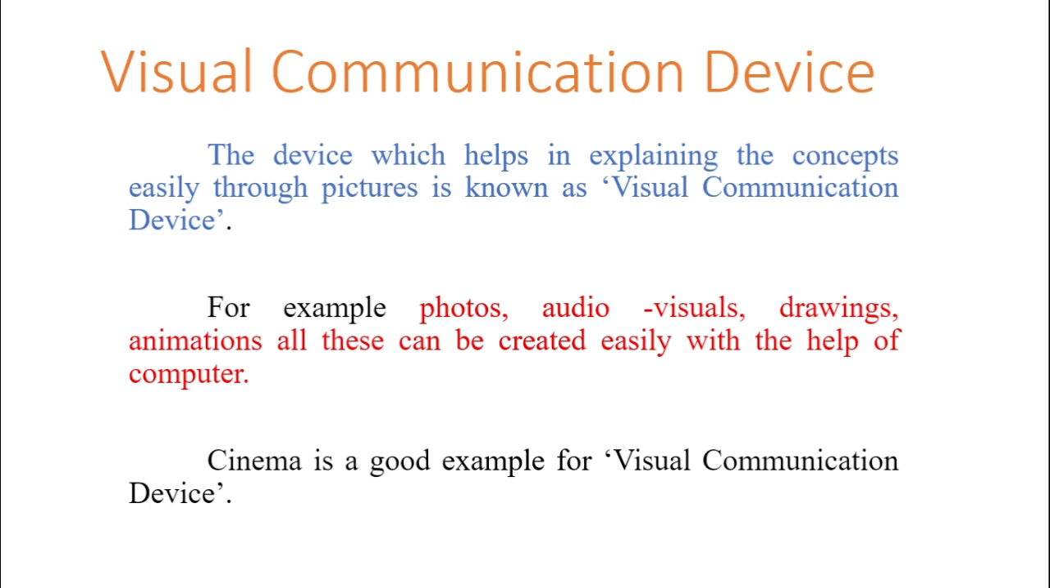Then the visual communication device. The device which helps in explaining a concept easily through pictures is known as a visual communication device. So when a teacher is explaining a concept with the help of a picture, the device used for explaining the concept is called a visual communication device. For example, photos, audio visuals, drawings, animations, and all these can be created easily with the help of the computer. And cinema is a good example of a visual communication device.